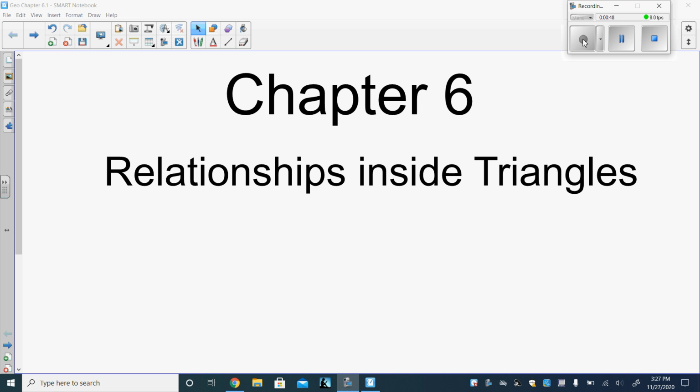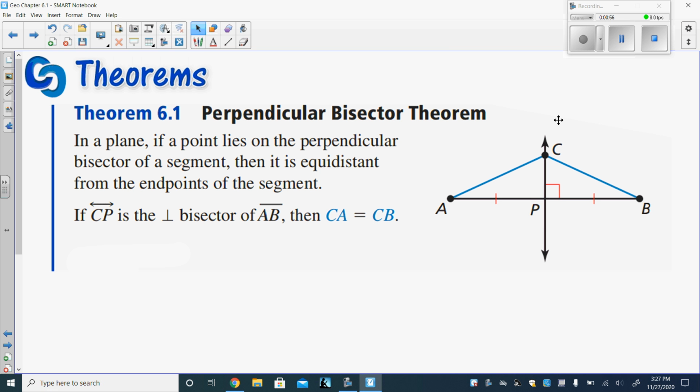Now, the first thing we're going to talk about with Chapter 6 and relationships inside of triangles is going to be the perpendicular bisector theorem. So in a plane, if a point lies on the perpendicular bisector of a segment, then it's equidistant from the endpoints of the segment.